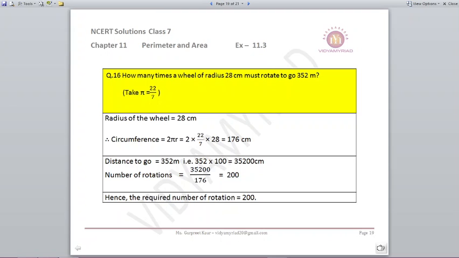Now how far do I have to go? 352 meters. Now see that the radius is given in centimeters and the distance is given in meters. I can convert it into centimeters. So it becomes 35200 centimeters. So I need to find out how many times, that means the rotation I want. That means total distance divided by the circumference. So 35200 divided by 176 gives me 200. So the wheel will rotate 200 times.